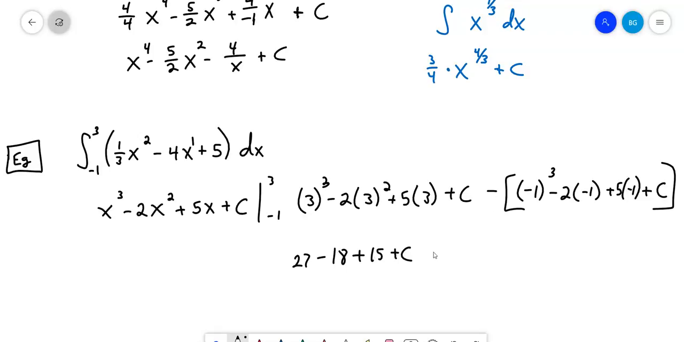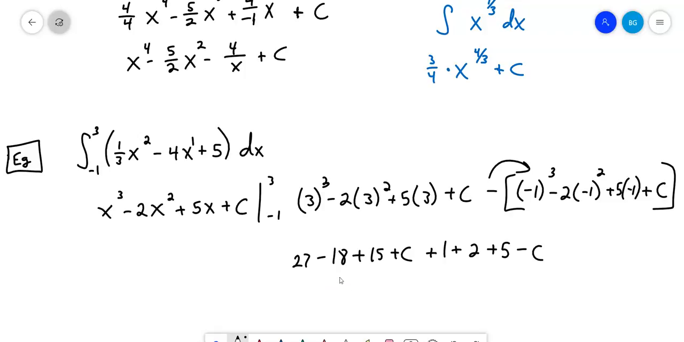And now let's see here. That's going to be minus, well, negative 1. So actually it's going to be plus 1. Minus 2. Oh, I'm sorry, that should be a square. So actually that's going to be plus 2. That'll be plus 5 minus c. I was just distributing that negative across the way there.